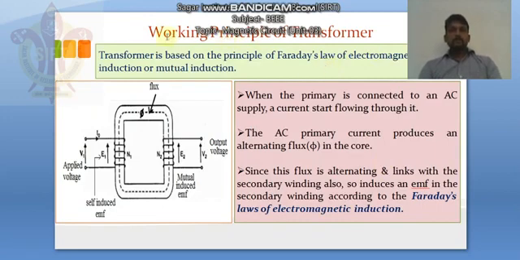Now this is your next topic, working principle of transformer. Transformer is based on the principle of Faraday law of electromagnetic induction and mutual induction. आप लोगों से मैंने पिछले टॉपिक में भी डिस्कस किया था, पिछले लेक्चर्स में भी डिस्कस किया था, what is electromagnetic induction.